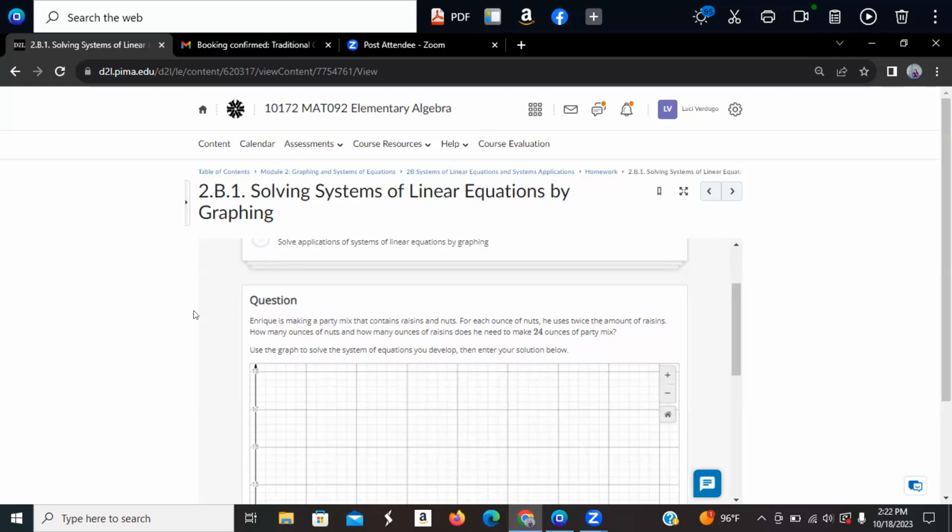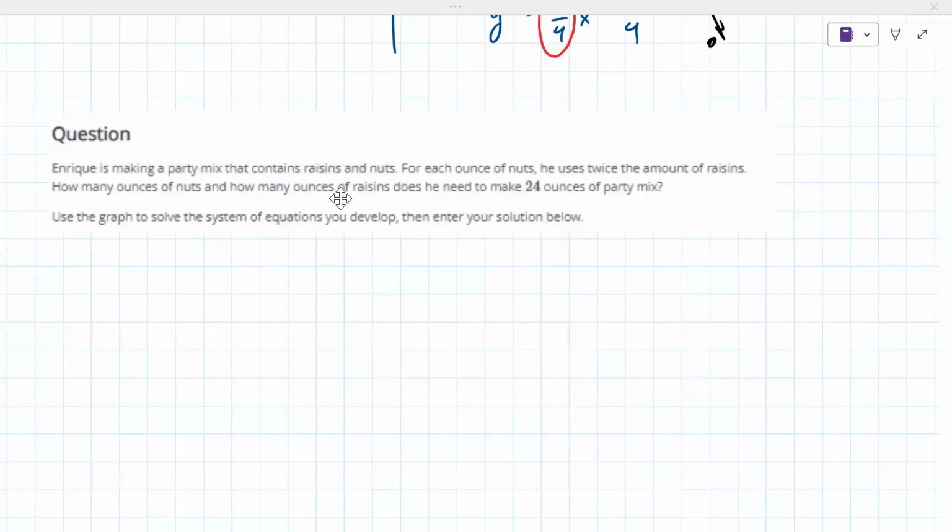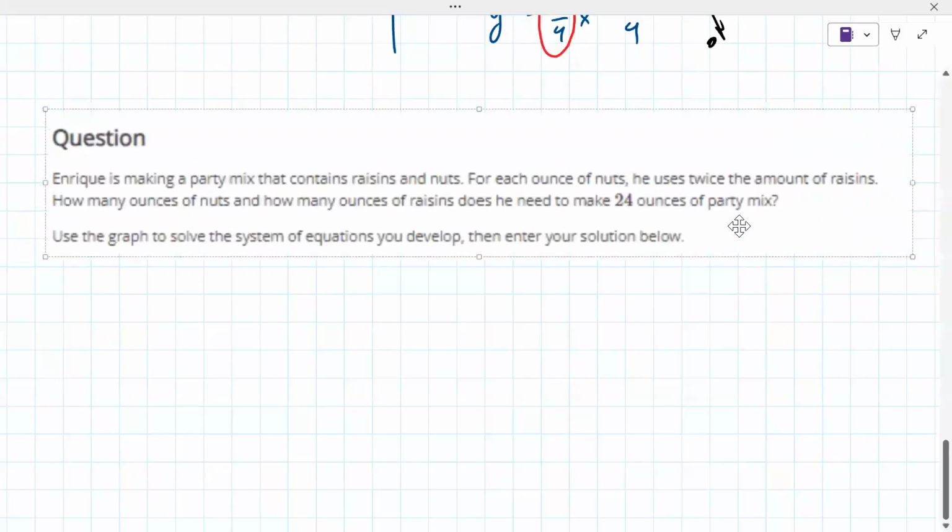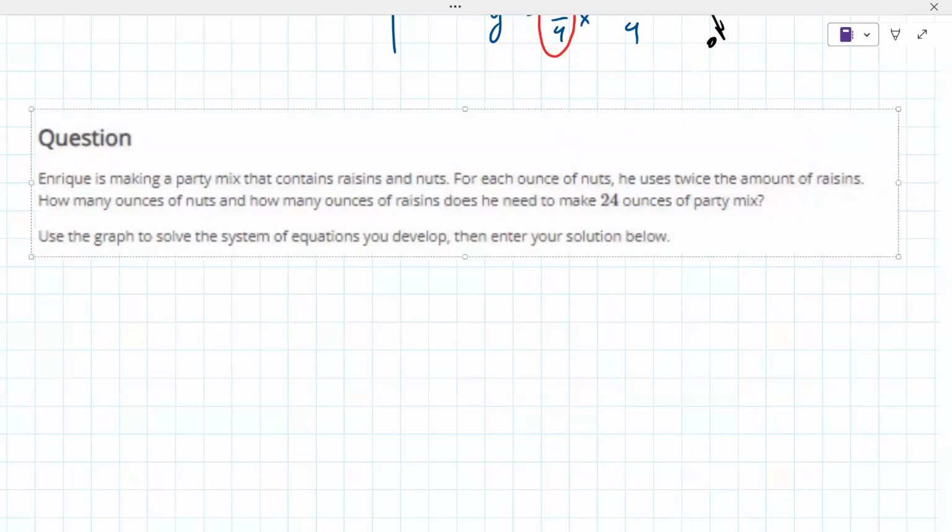Do you like raisins and nuts? I don't like nuts, but I like raisins. I like Raisin Bran. I've met people that take the raisins out of Raisin Bran, which I think is weird.